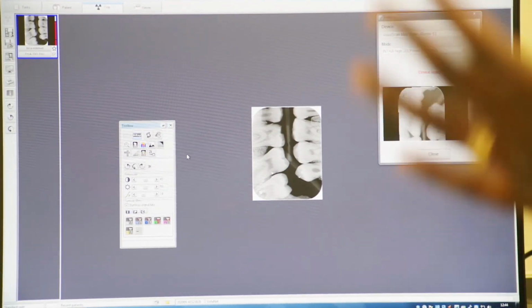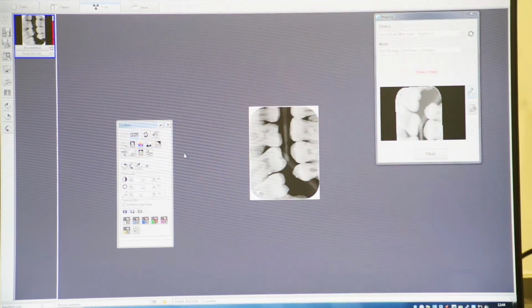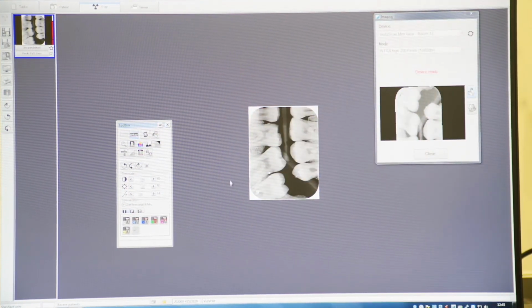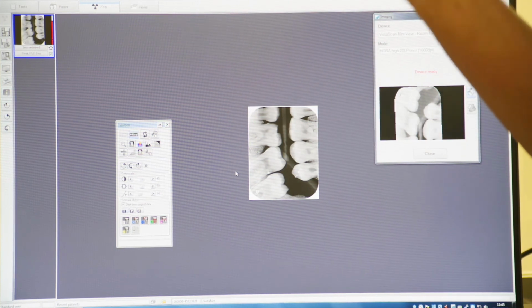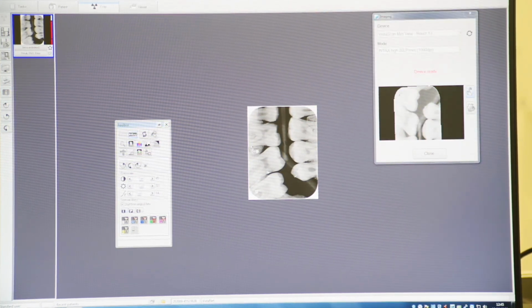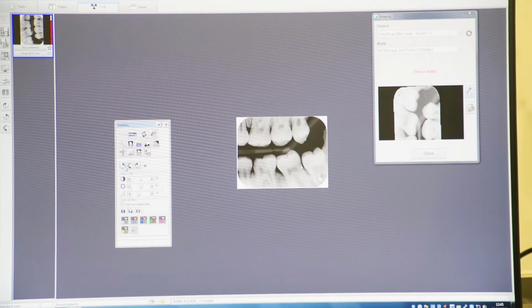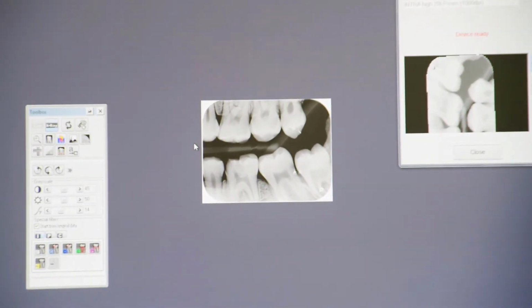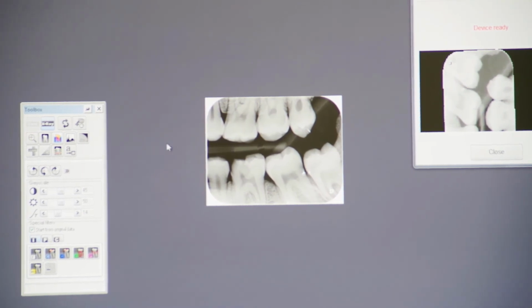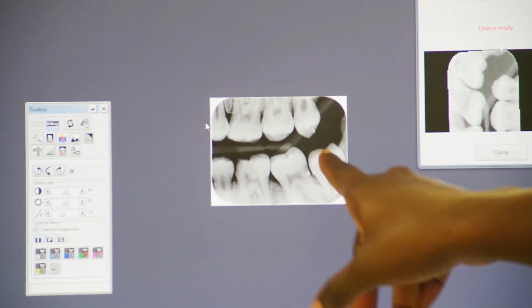So I have to think, what side have I taken? Have I taken the left side or the right side of the patient? The bite wing that we just took was the left bite wing, so I need to orient this properly. So we've got various icons on here, so you can turn it around appropriately. So this is how it should look. So this is the left bite wing, and that's your 5, 6, 7, 8.